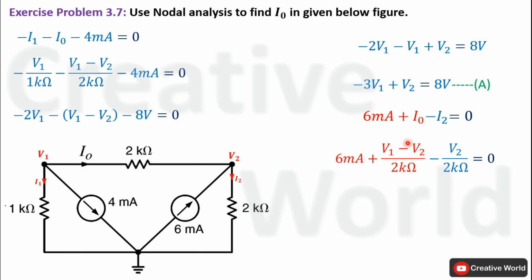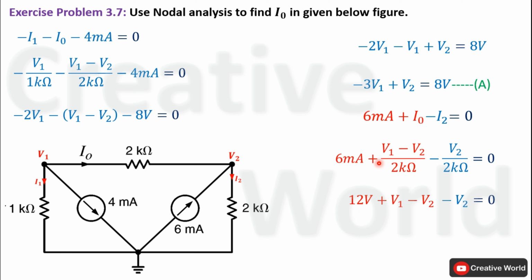I0 is equal to V1 minus V2 divided by 2 kilo ohm as we have calculated in previous step, while I2 will be equal to voltage across this 2 kilo ohm resistance, that is V2 divided by the value of resistance 2 kilo ohm. In order to meet all denominator values, we will multiply this equation on both sides with 2 kilo ohm. Product of 2 kilo ohm and 6 milliampere will become 12 volt.